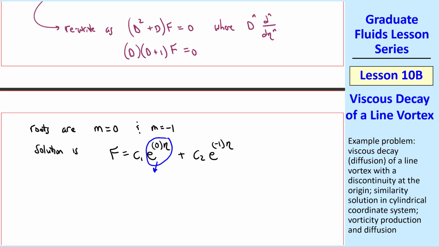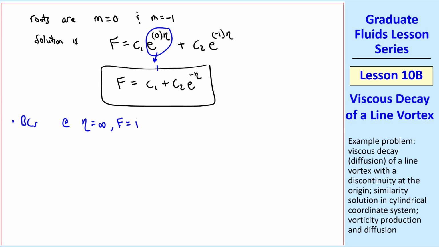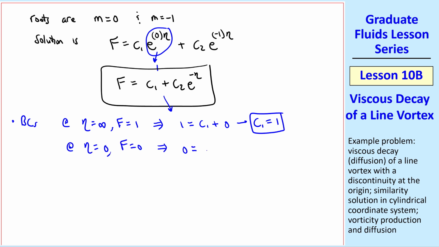Well, e to the 0 is 1, so this becomes f equals c1 plus c2 e to the negative eta. Now let's apply our boundary conditions. At eta equal infinity, f equals 1, so 1 equals c1 plus e to the minus infinity, which is 0, therefore c1 equals 1. And at eta equals 0, f equals 0, so 0 equals c1, which is 1, plus c2, since when eta is 0, this term is 1. Thus, c2 is -1, and therefore f is 1 minus e to the negative eta.